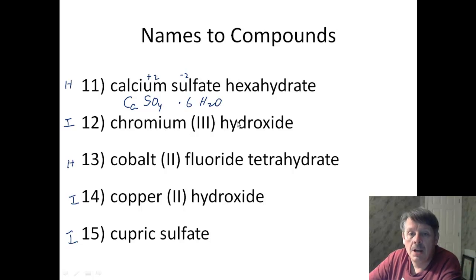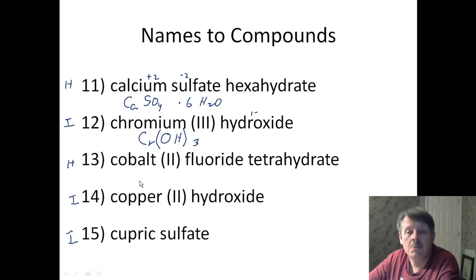Chromium 3 hydroxide, well, chromium is Cr. Hydroxide is OH. We're told that chromium has a 3+ charge. Hydroxide has a 1- charge. So I need to have 3 hydroxides to balance it when I do my crisscross.